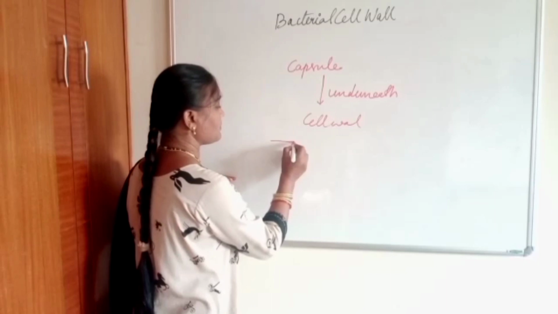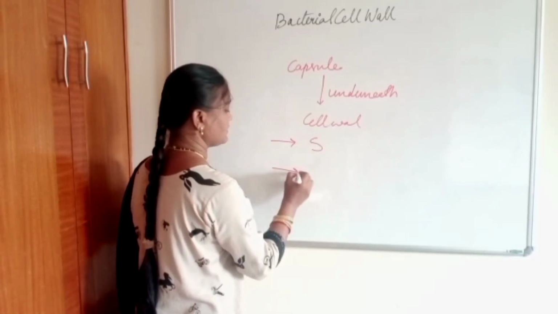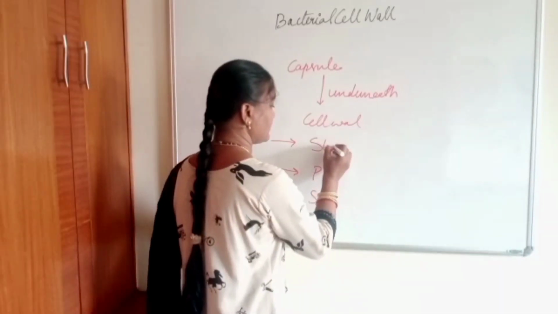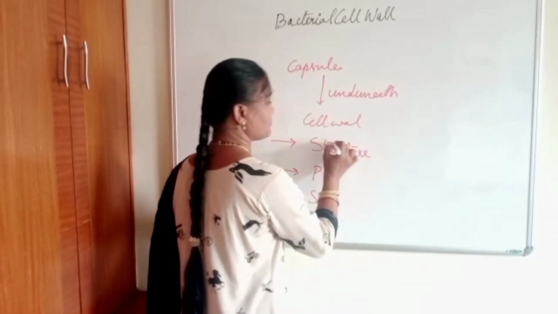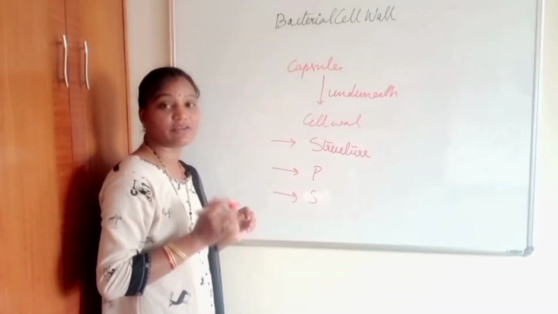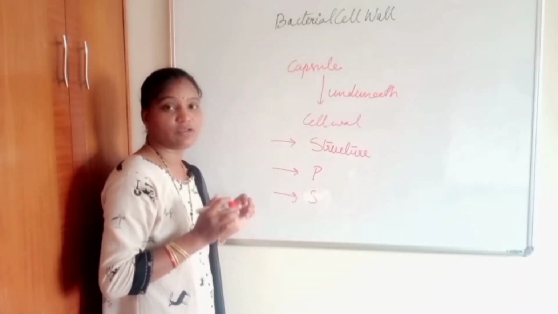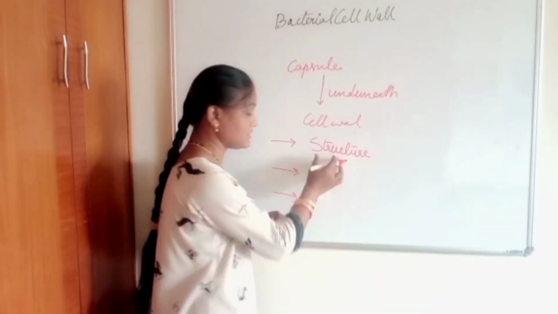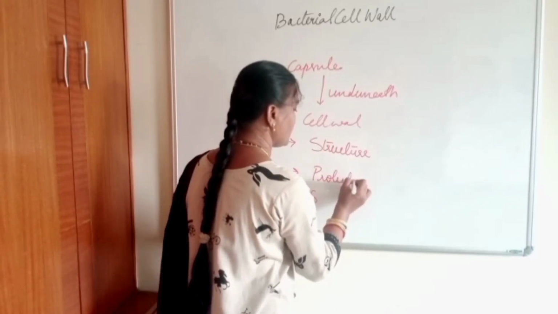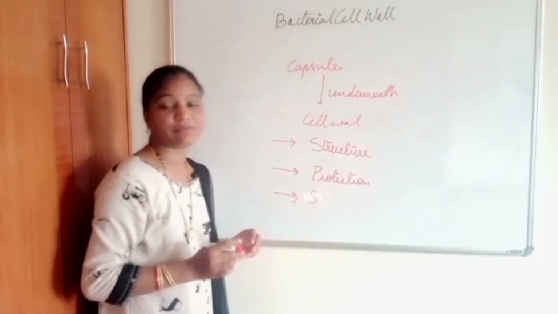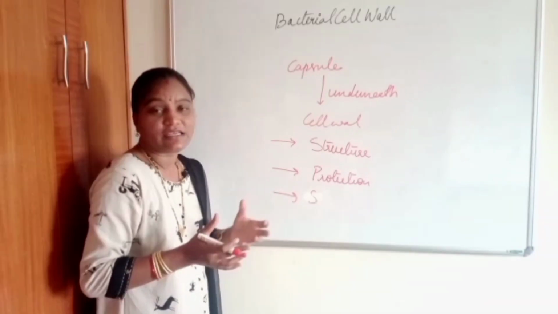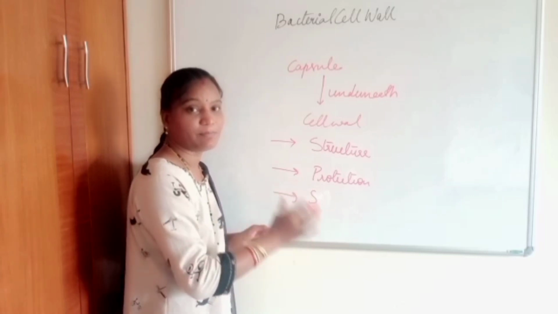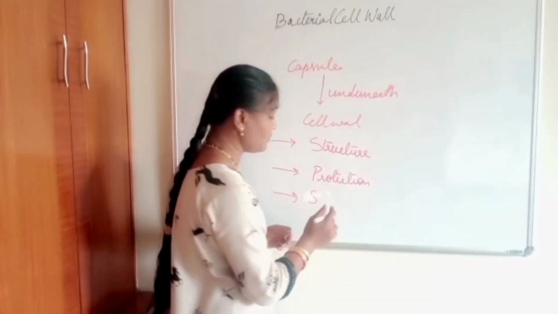For easy remembrance, let us assume S, P and S. S is for structure. The bacterial cell wall gives a rigid, stiff structure to your bacterial cell. That is your first S. P is for protection. It protects the bacteria from bursting out whenever intake of water is taking place. So that is protection from bursting out of your bacterial cell.